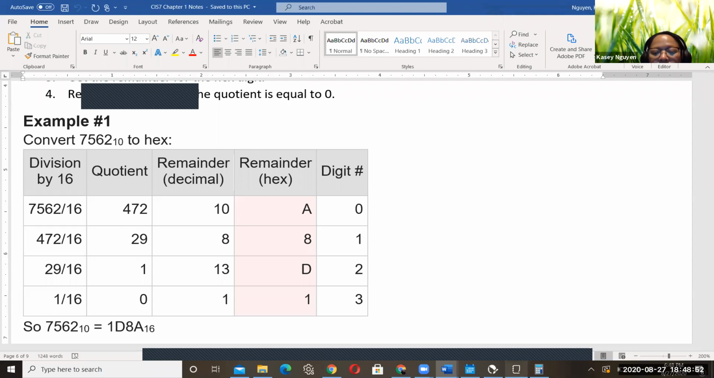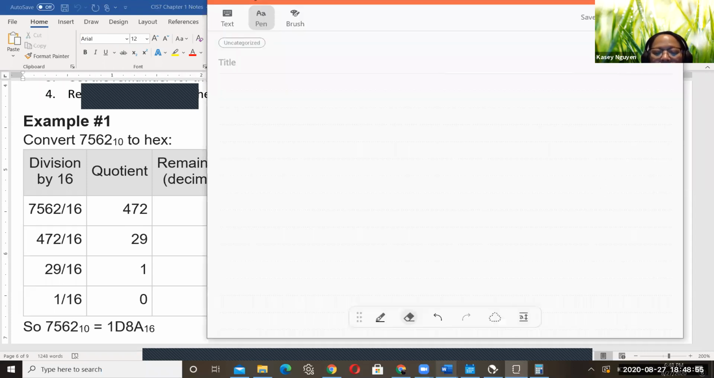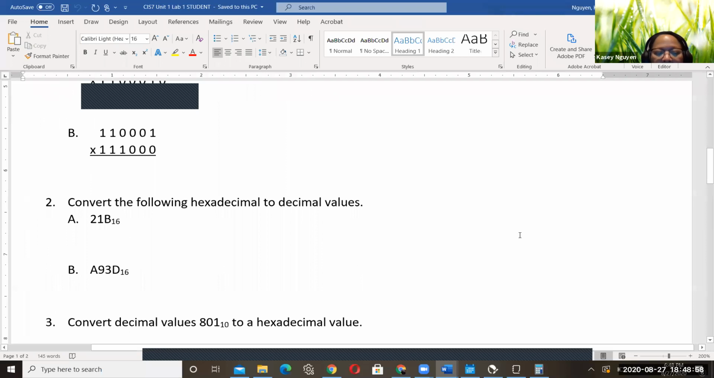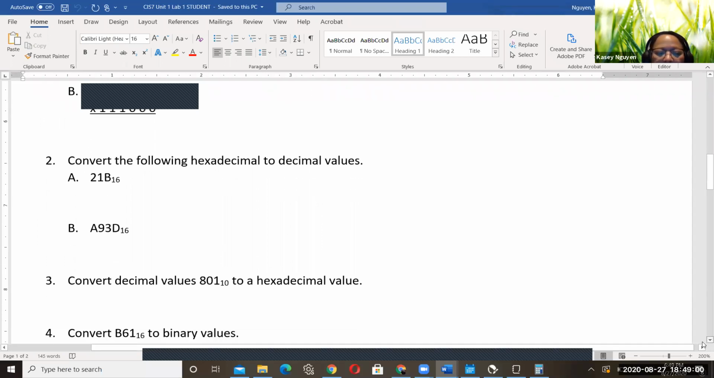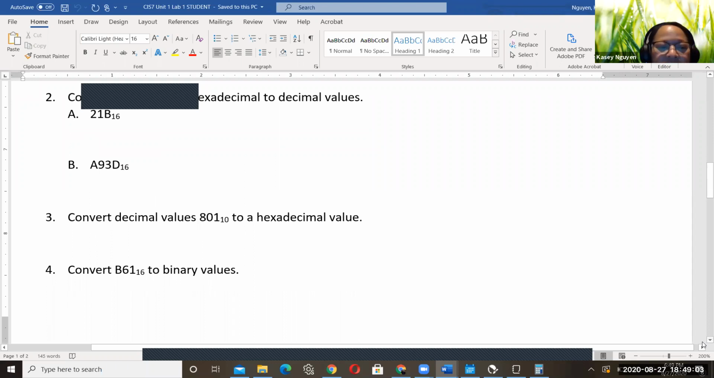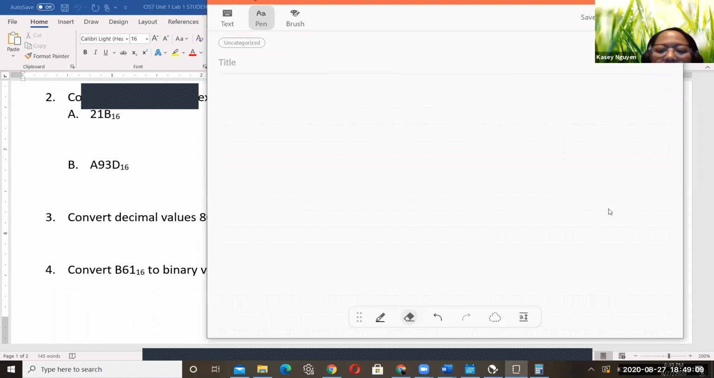Okay? So let's do the next question together, number 3. You want to take 801 in decimal and divide it by 16. So I'm going to start a little bit on the bottom here, so that way I have room to work toward the top. So I have 801, oops. And I'm going to go ahead and divide it by 16. And this is when you're going to use your long division technique.